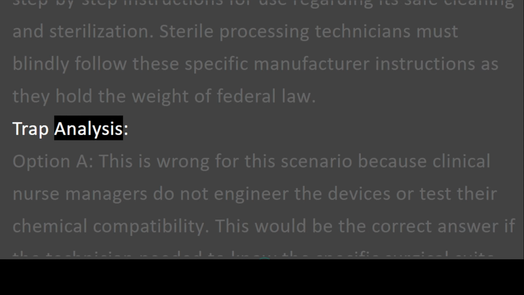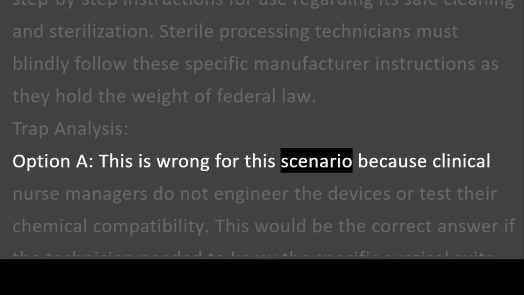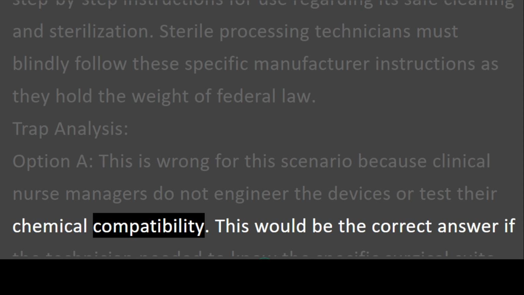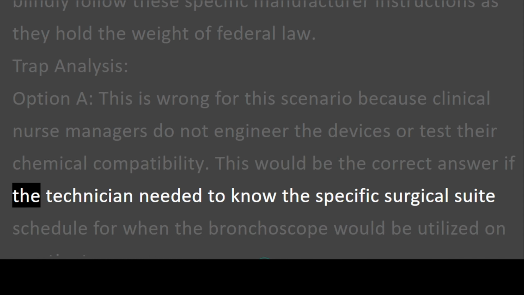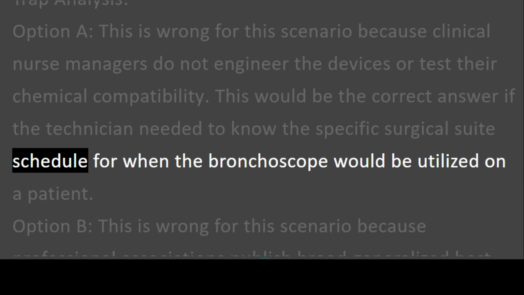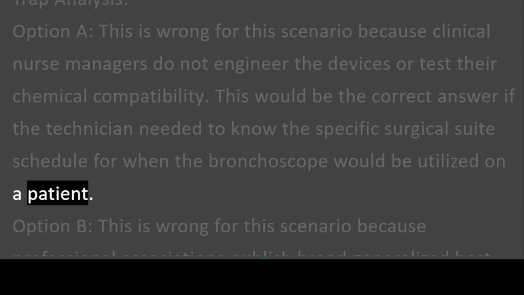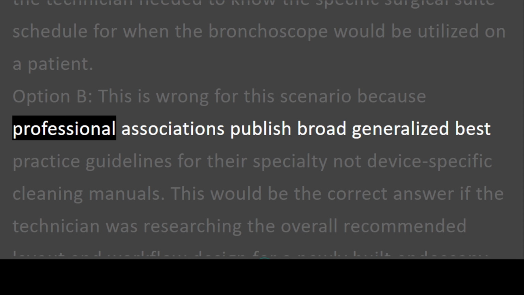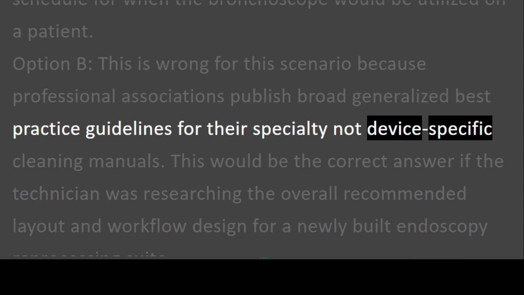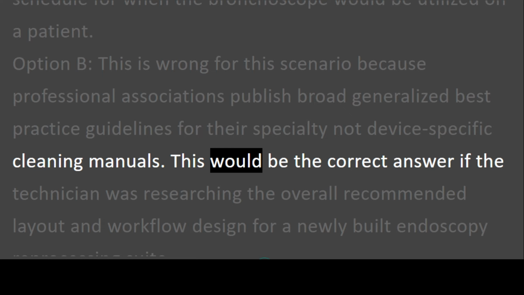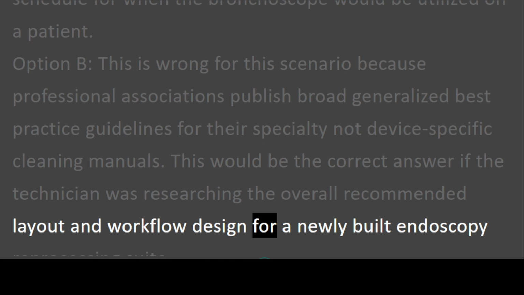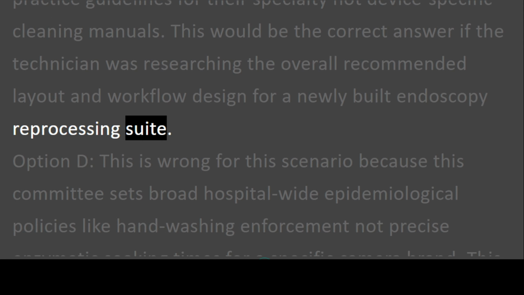Trap analysis. Option A. This is wrong for this scenario because clinical nurse managers do not engineer the devices or test their chemical compatibility. This would be the correct answer if the technician needed to know the specific surgical suite schedule for when the bronchoscope would be utilized on a patient. Option B. This is wrong for this scenario because professional associations publish broad generalized best practice guidelines for their specialty, not device-specific cleaning manuals. This would be the correct answer if the technician was researching the overall recommended layout and workflow design for a newly built endoscopy reprocessing suite.